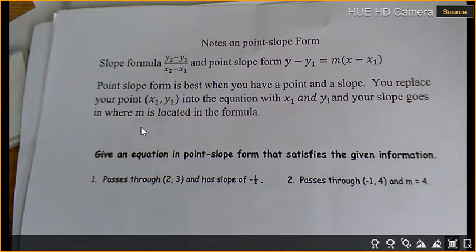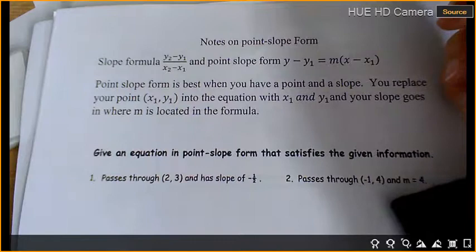Okay, so we're talking about point slope form now. And we've talked about slope, which is y2 minus y1 over x2 minus x1. And now we're going to talk about point slope form. So if I give you 2 points or I give you a point and a slope, you can put it in an equation. Point slope form works like this.